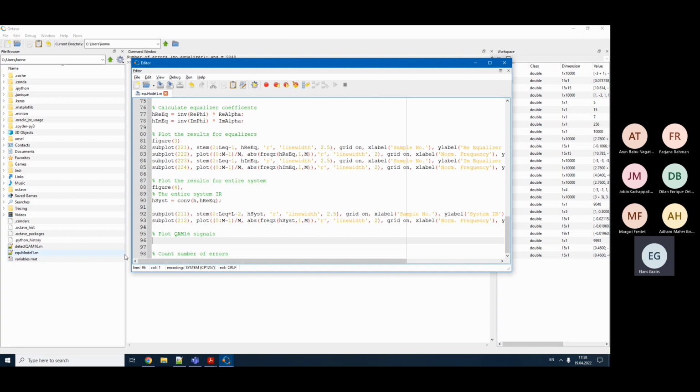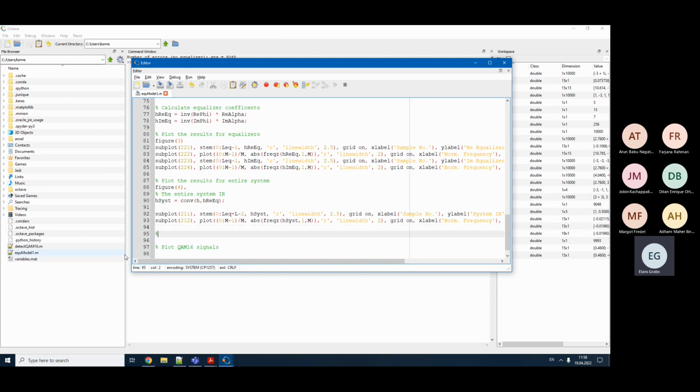So let us now perform this equalization. First of all, we need to perform equalization of the received signal, because we have calculated the equalizer itself, but we haven't applied this equalizer yet. So equalize just the received signal, right? Again, we are going to use the filter command for this purpose.